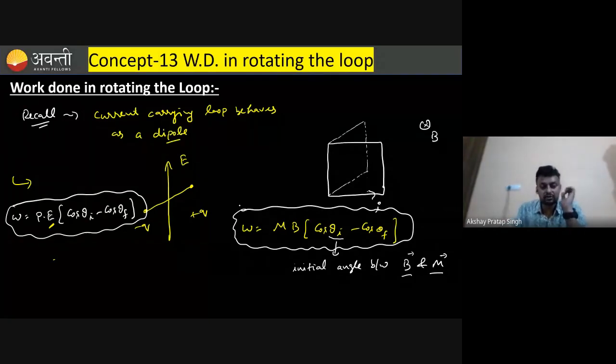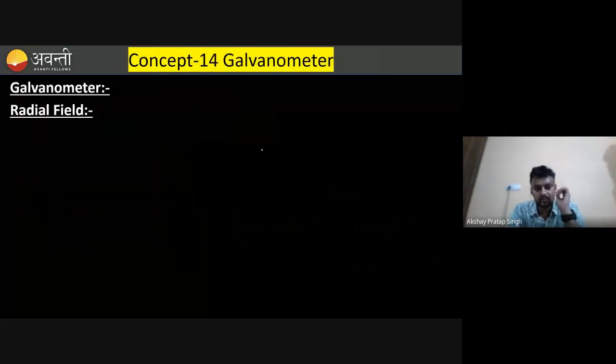Moving further to the next topic. Now, the next topic is galvanometer, which is again very important. It comes in the instrument section. A lot of questions were asked from the instrument section in the NEET exam and the JEE Main exam. So, let's try to find out what a galvanometer is.